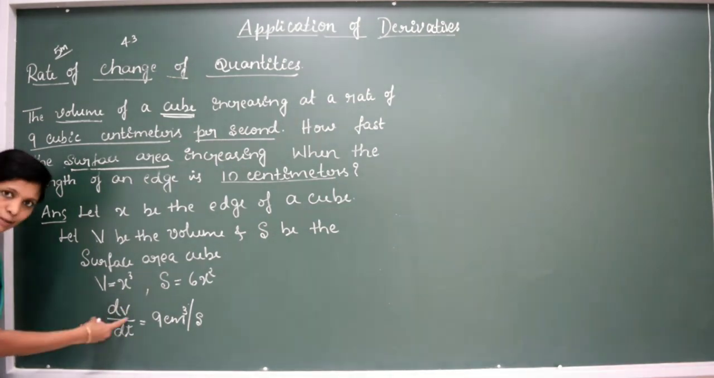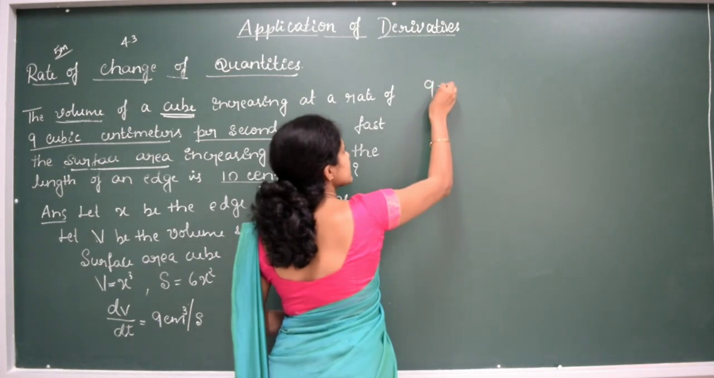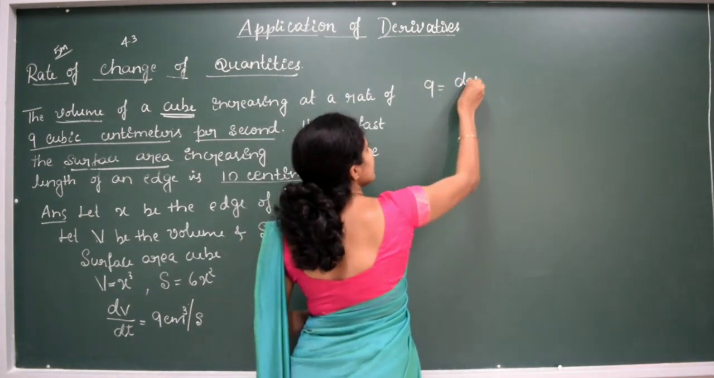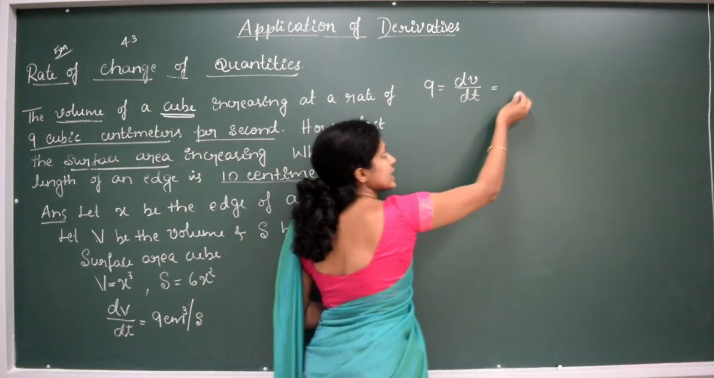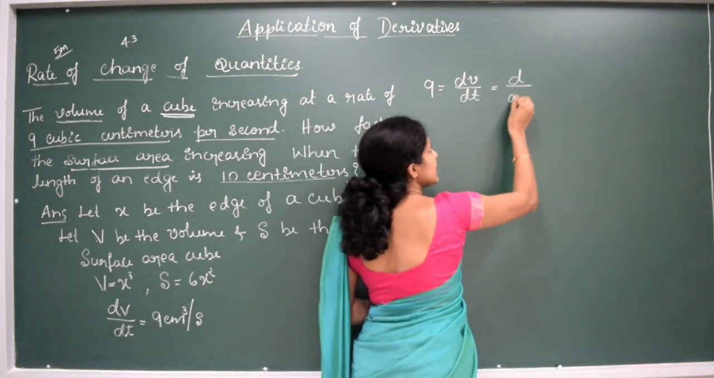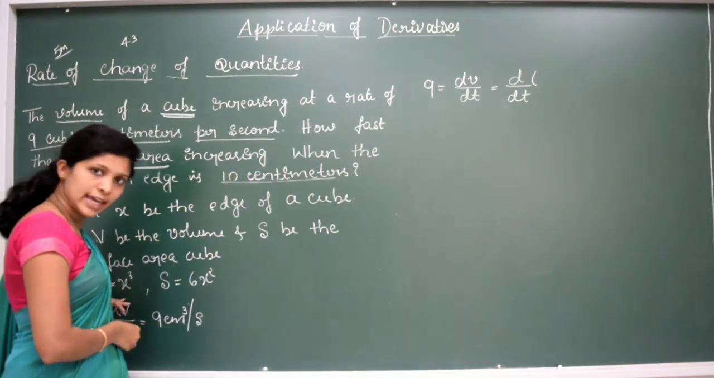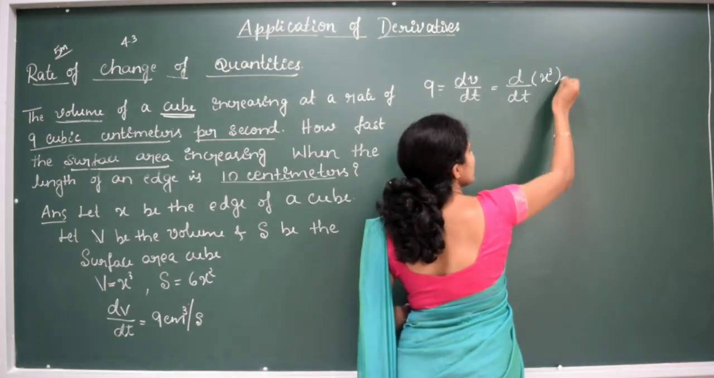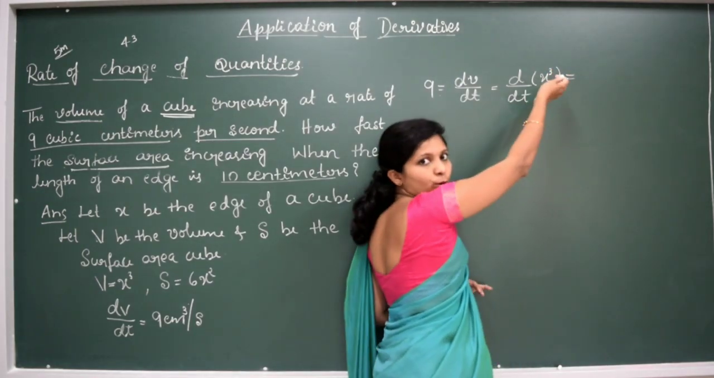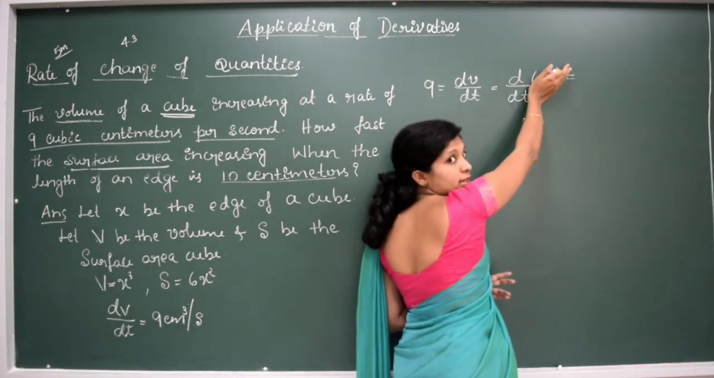Now for dV by dt, we'll substitute the value of V. V is now x cube. So 9 is equal to dV by dt, which is d by dt of V. The volume of a cube is given by x cube, so we'll substitute that. Now you have to differentiate x cube with respect to t. Is it clear? We are differentiating only this one, not this one.